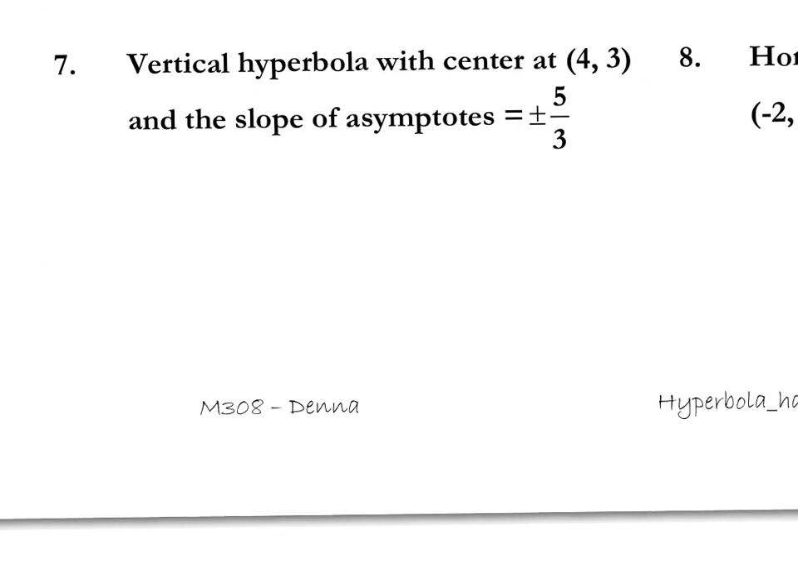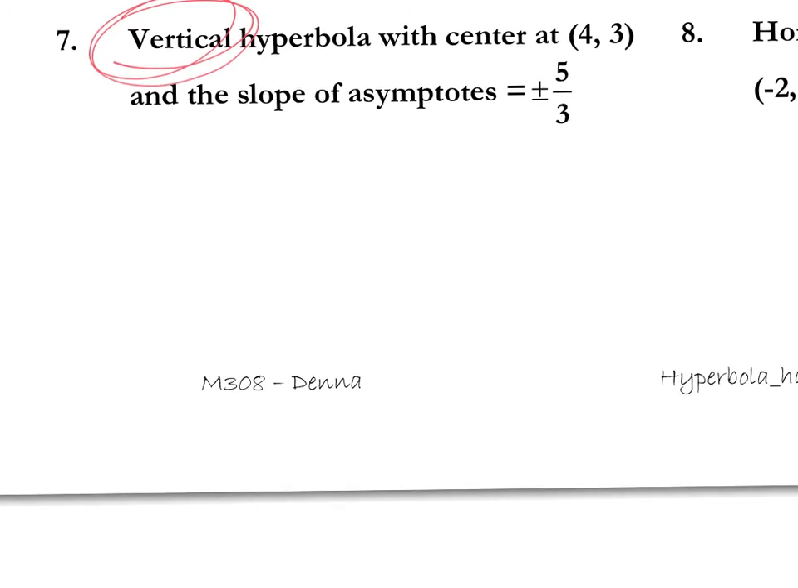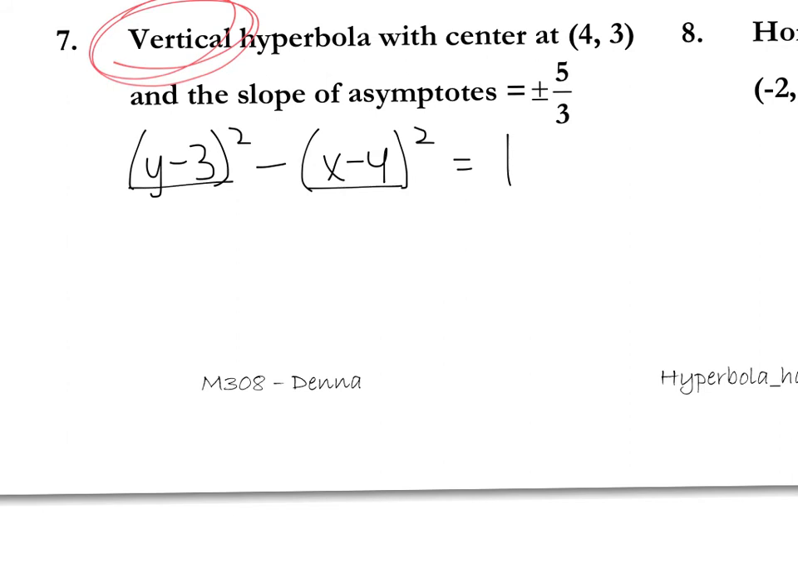Okay, now we have 2 left. We have a vertical hyperbola with the center at 4, 3. And the fact that it's vertical means that my y squared is going to go first. So I'm going to have y minus 3 squared minus x minus 4 squared equals 1. I need to figure out what goes underneath each of those. And so if you get like a brief sketch going of 4, 3, and the center is there.